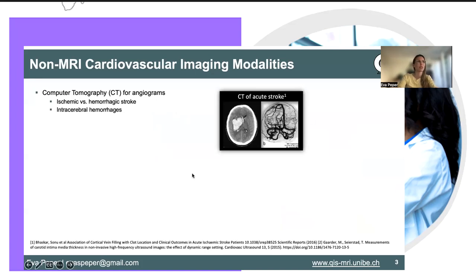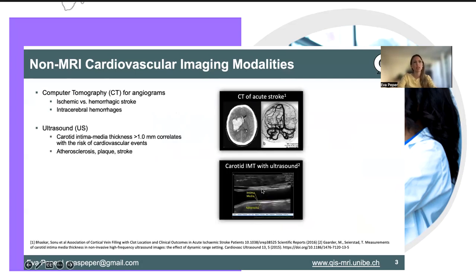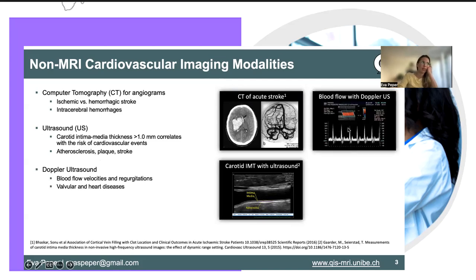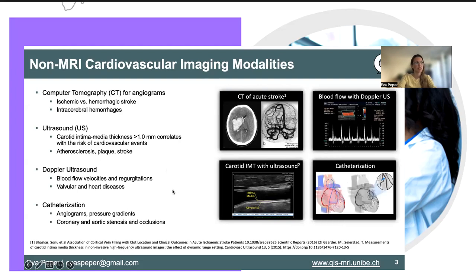We have CT to image, for example, ischemic or hemorrhagic strokes and intracerebral hemorrhages. We have ultrasound, in which we can estimate, for example, the intima media thickness, which is highly correlated with the risk of cardiovascular events. It's also interesting if you want to look at atherosclerosis, plaque, or a stroke. We have Doppler ultrasound, in which we can estimate blood flow velocities and regurgitations, which is particularly interesting in valvular or heart disease. We have catheterization, in which we can make angiograms or measure pressure gradients, for example, in the coronary arteries. These are great techniques and very useful.